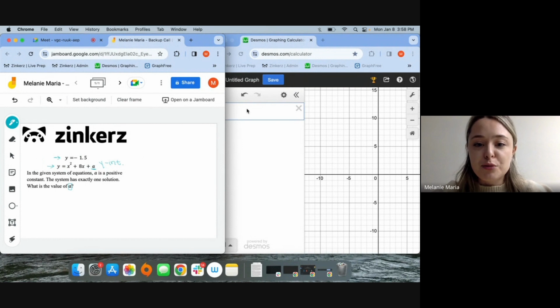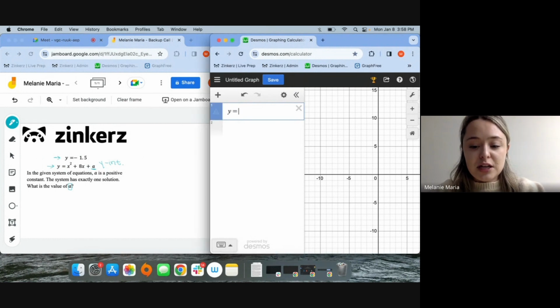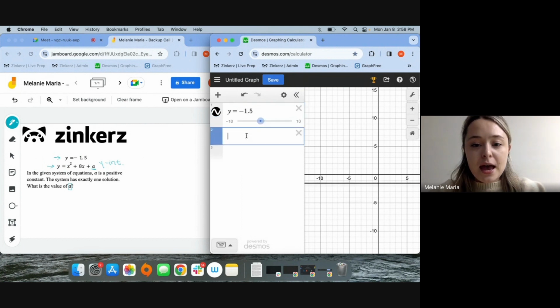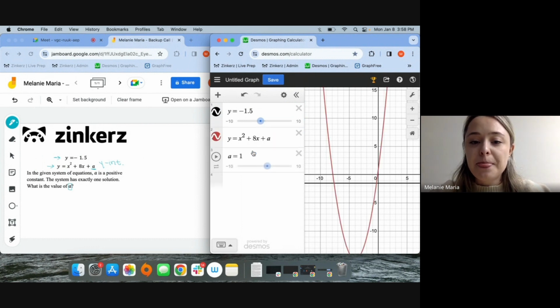So now I will jump over to Desmos, and I'll type in both of my equations. So y equals negative 1.5, again, is just a horizontal line here. And then my second equation, y equals x squared plus 8x plus A. I can actually type A right into Desmos, and I am going to hit this button right here. It says add slider for A, and this just allows me to move around that value of A.